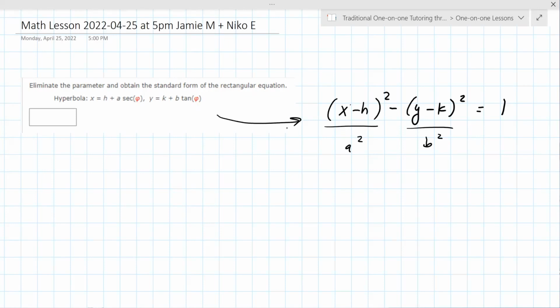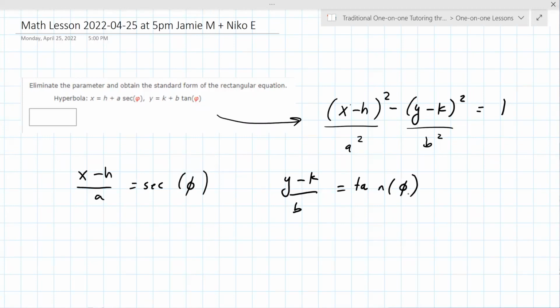Obviously, if you move some things around, you get x minus h over a equals secant theta, and it doesn't really matter what letter you use. I'm going to just make a different one, and then you get y minus k over b equals tangent. Oops, it's not squared. Sorry about that. Tangent, some Greek letter. Now, there's a lot of things that you could use.